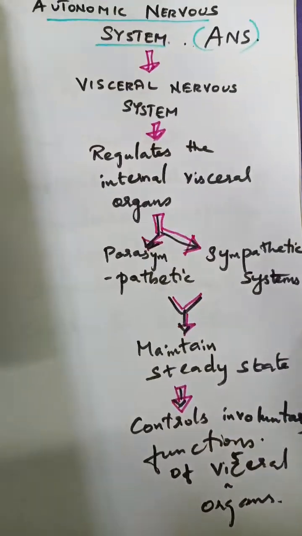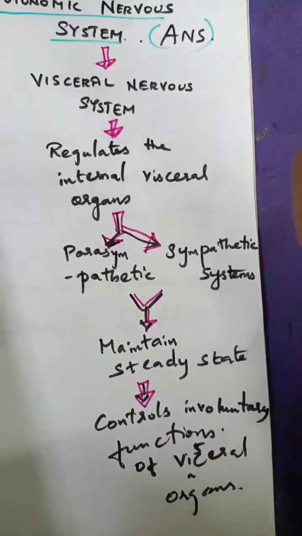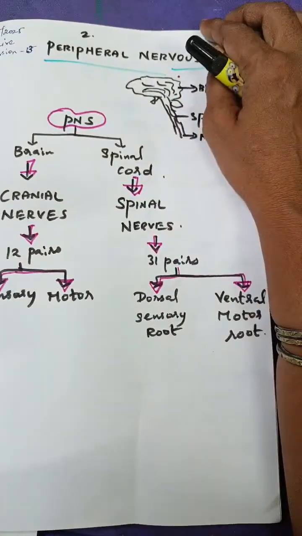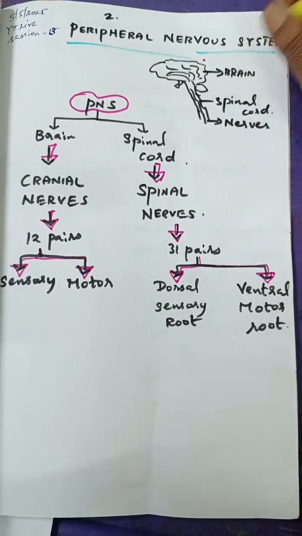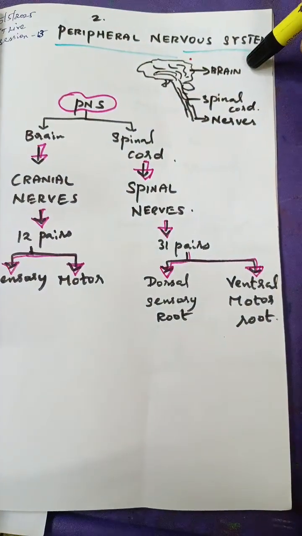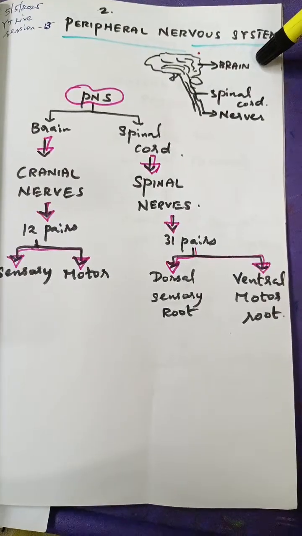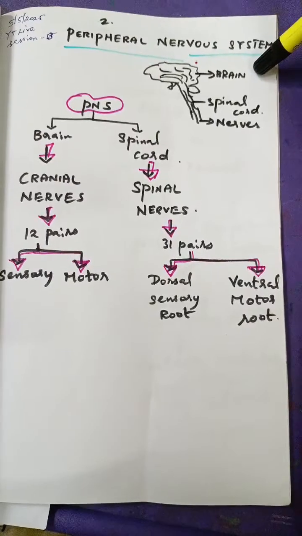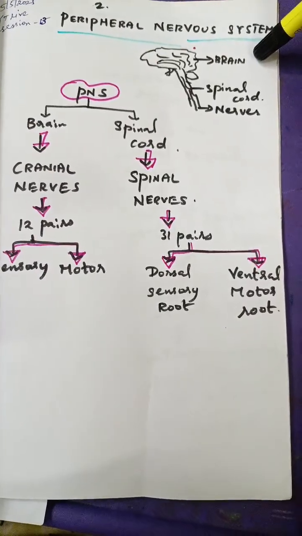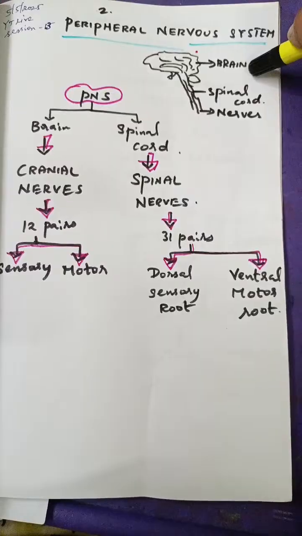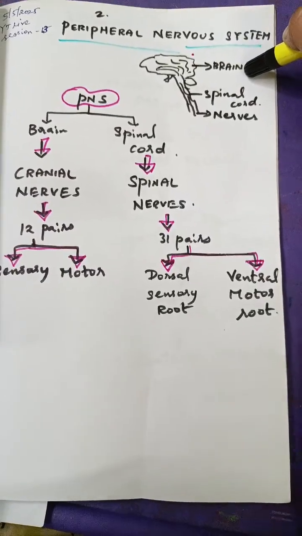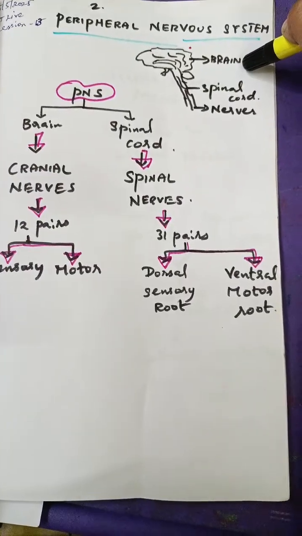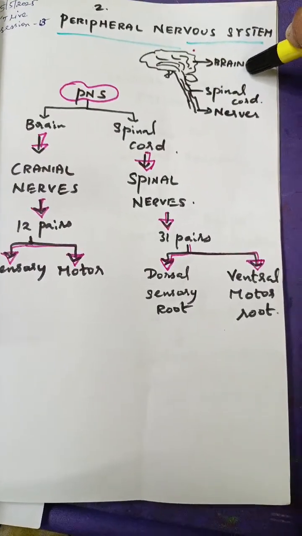Just a recap of the last session. We learned about the spinal cord, what the cerebrospinal fluid is and its function, and we also studied the reflex action in Saturday's session. Today we are going to concentrate on the peripheral nervous system and the autonomous nervous system.